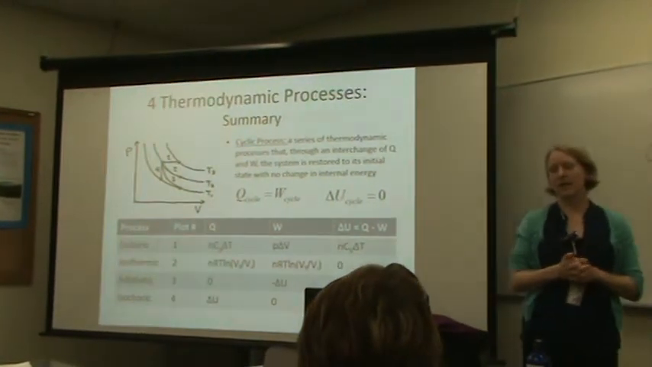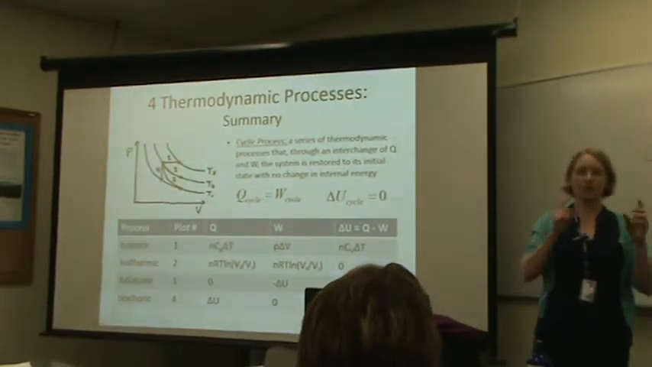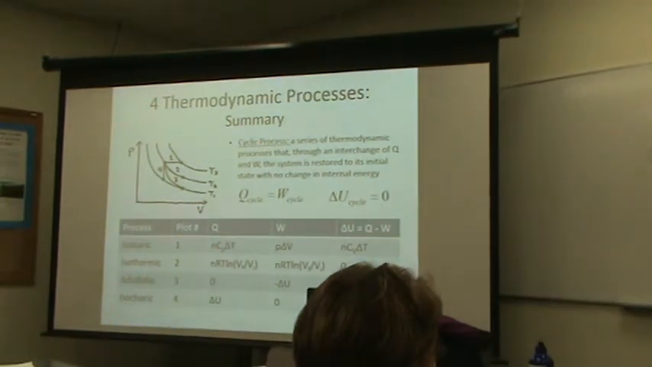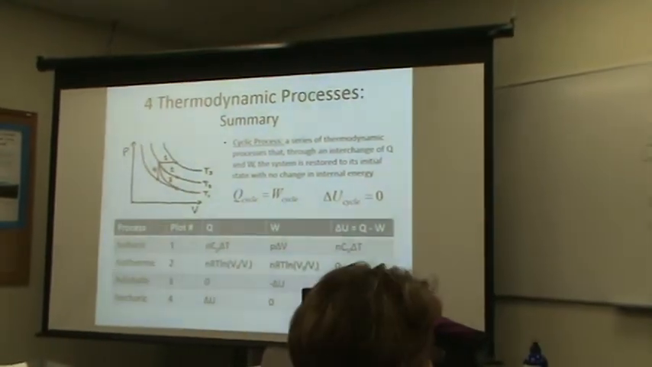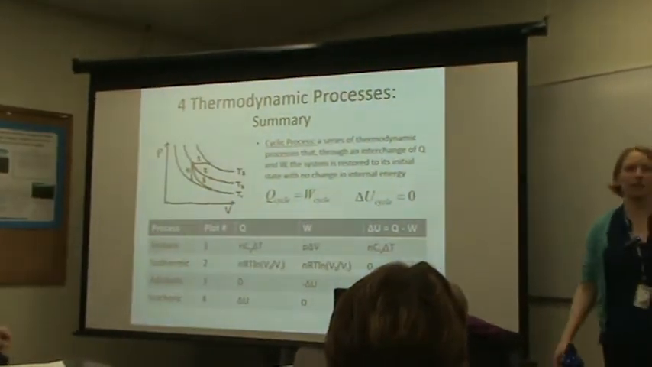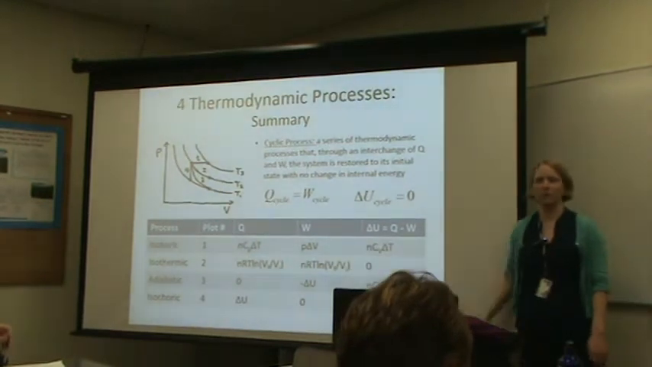You'll just get, in general, delta U is Q minus W, and delta U is N C_V delta T, because that's true for every case. But as far as the individual things we calculated, that's up to you to remember or write down.